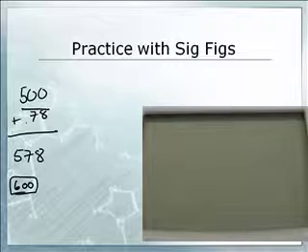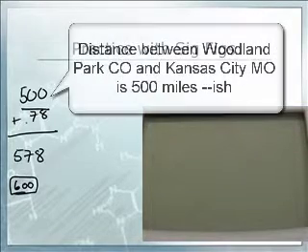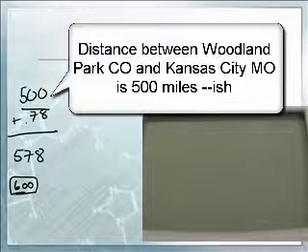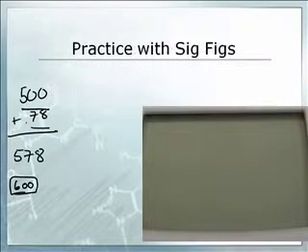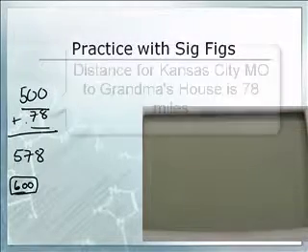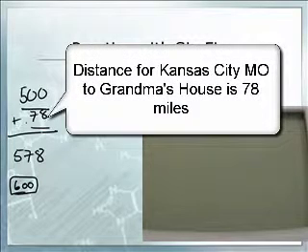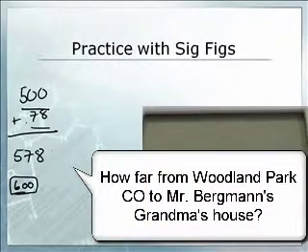So let's say I wanted to say the distance between here and Kansas City is 500 miles. How accurate do you think that number is? Neighborhood, right? Yeah, neighborhood, but like it's every just 100 miles. But let's say that I knew the distance from my grandma's house in Kansas City to my aunt's house was exactly 78 miles because they measured it, maybe on Google Maps or something like that. So they knew it was 78 miles. All right. So how far is it from here to my aunt's house?